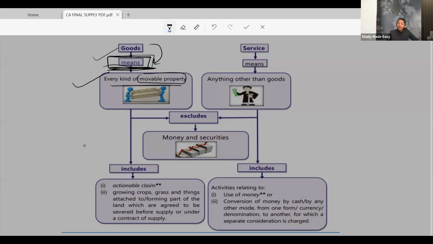Focus, focus, focus. It is saying good means every kind of movable property. Abdul, your video should be on, that is compulsory.